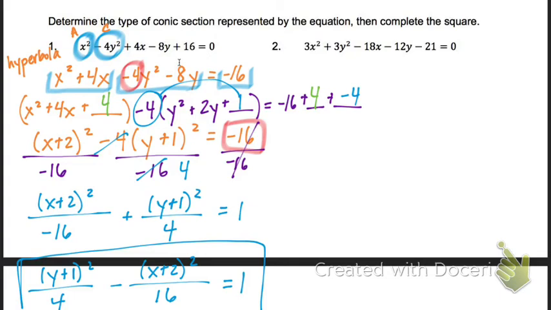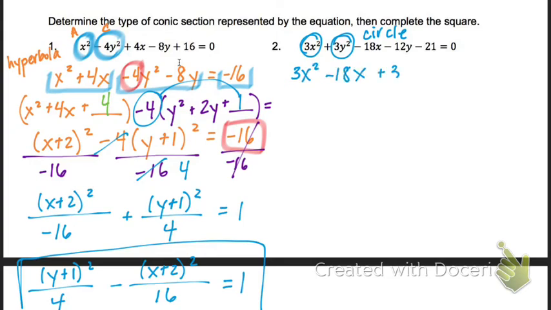Okay, so let's first identify number 2, and then I'm going to let you try completing the square on your own. So I'm going to circle my A and my C, the number in front, the number in front. What do we notice about them? They're the same. So that means that it is a circle. Good. Now I'm going to rewrite this. Put my x squareds together. Equals 21.